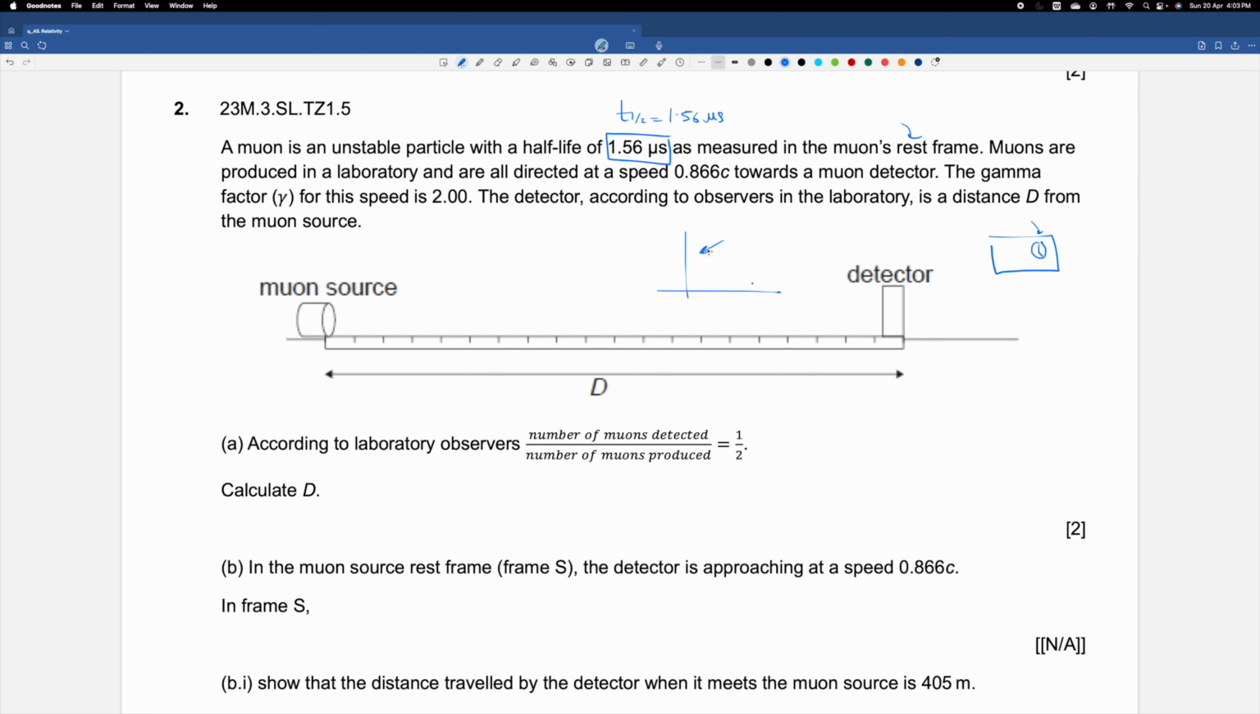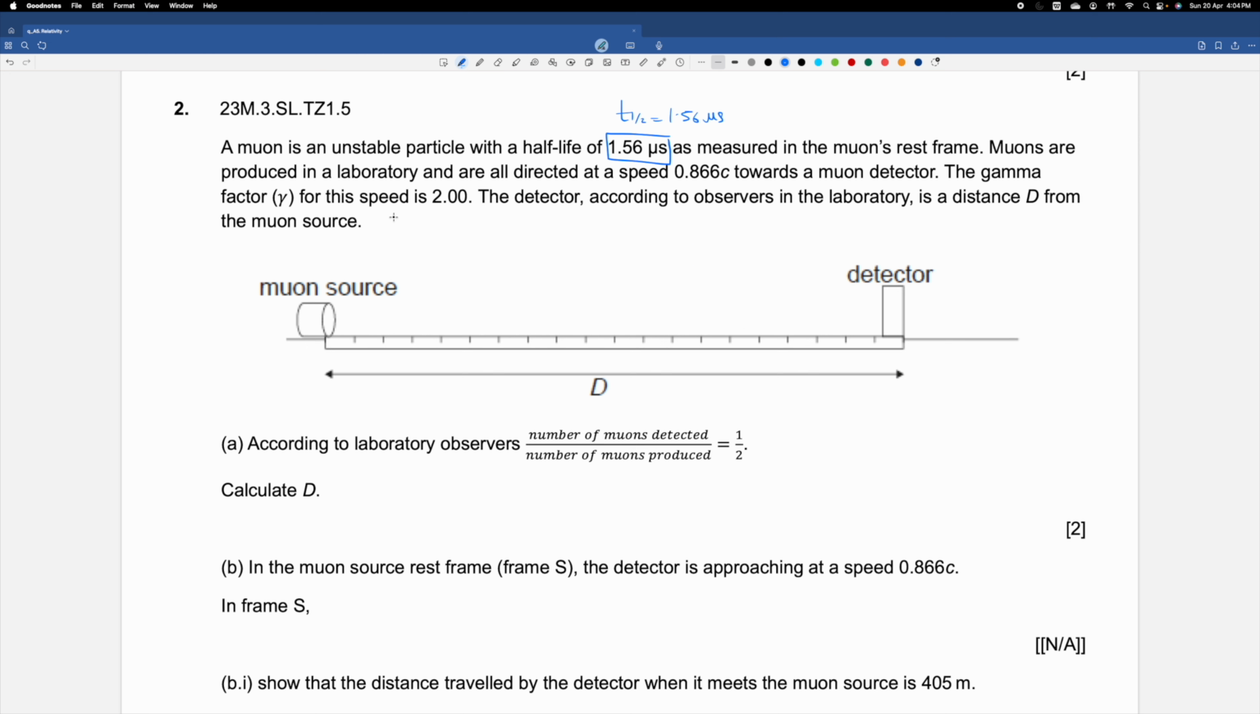Obviously, the time period with respect to that frame will not be the same as the time measured with respect to the muon frame. Why? Because this clock is moving along with the muon, and with respect to any other frame outside, let me call this a rest frame S, the clock is also moving close to the speed of light, which will cause time dilation, right? Anyway, I want to make it very clear here: this time period is with respect to a rest frame, that is, the muon's frame.